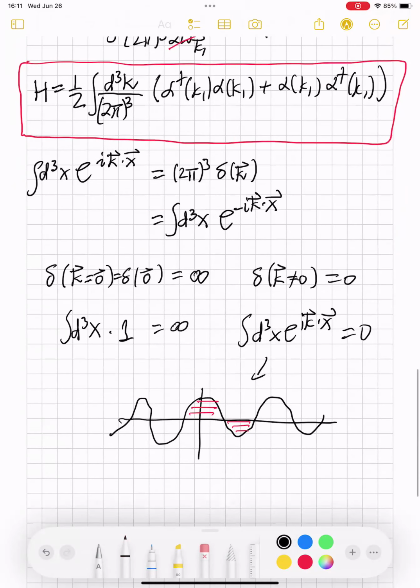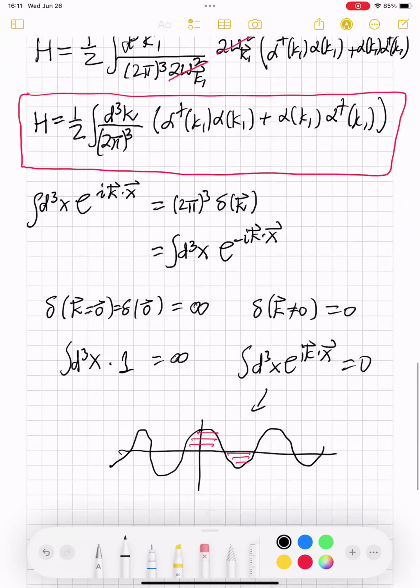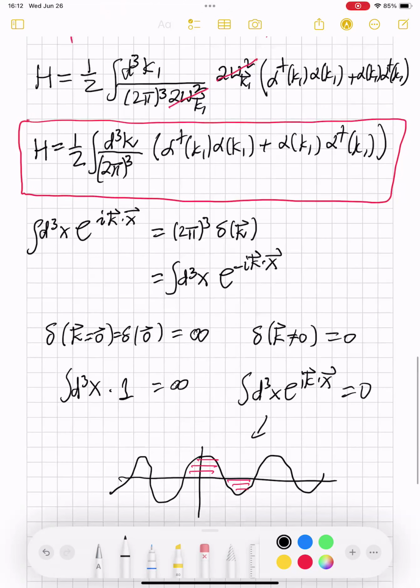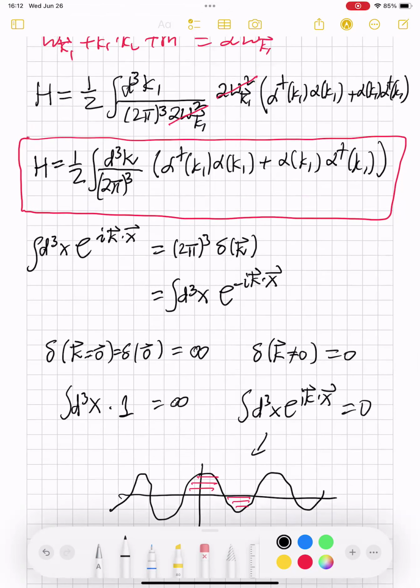So it's very easy to understand why the integral d3x e to the i k dot x is proportional to the delta function. The only thing that you have to remember is the 2 pi cubed. That lets you do the integral over x. Then you can do the integral over the first momentum using the delta function, and then you get the answer shown in the red box here. Great. We'll interpret that next.